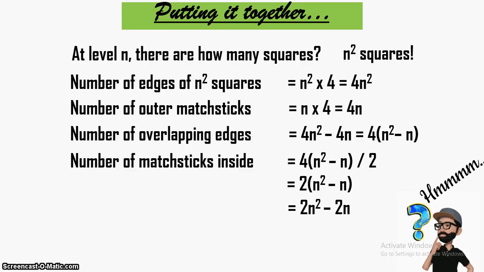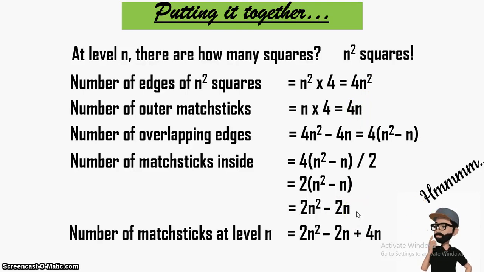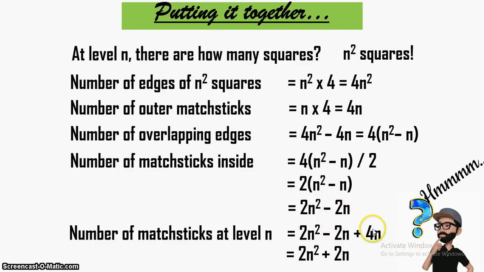Now it's easy. To find the total number of matchsticks at level n, we do the inner plus the outer. Again, the inner matchsticks plus the outer matchsticks. So that is 2n squared minus 2n plus 4n. That gives you 2n squared plus 2n. If you have minus 2n plus 4n, you simply do 4n minus 2n. That gives you 2n. So this is the general pattern for this sequence, or you call it the rule of the sequence, or the position to term rule of the sequence.